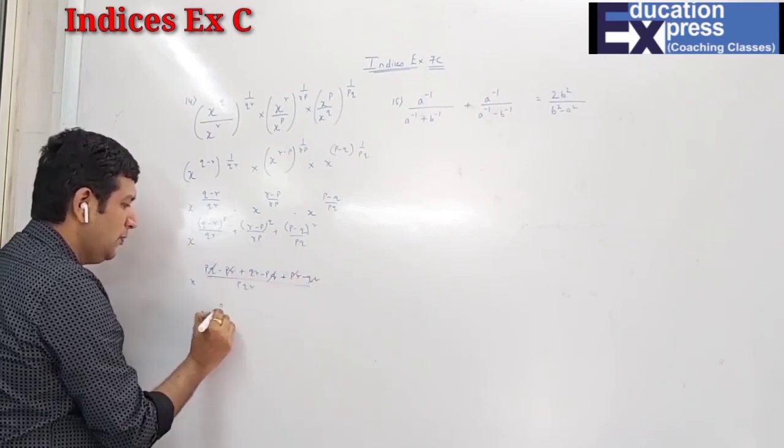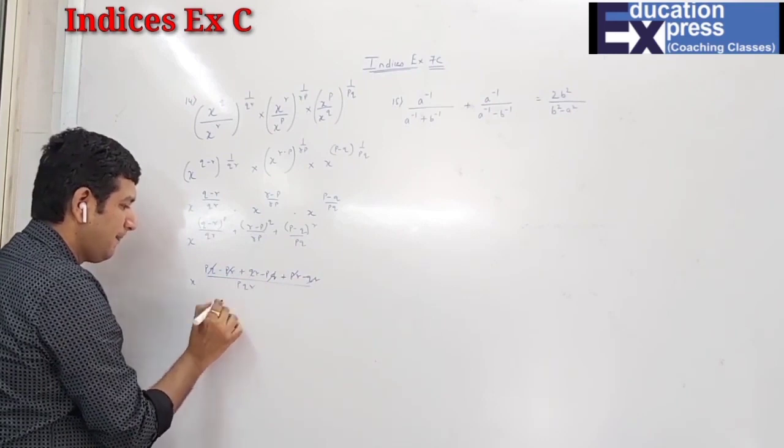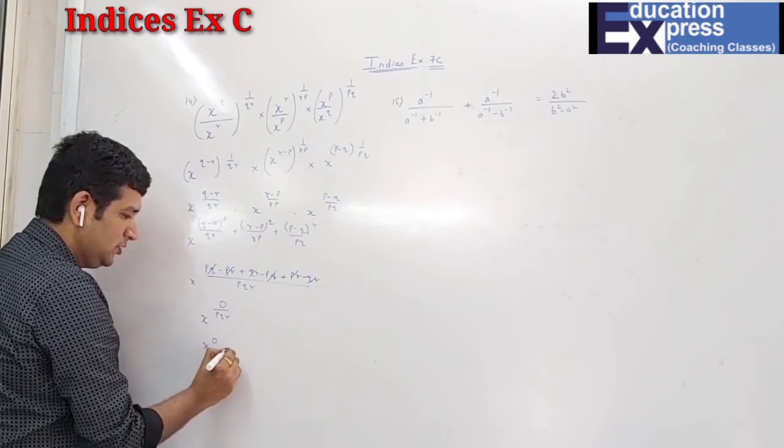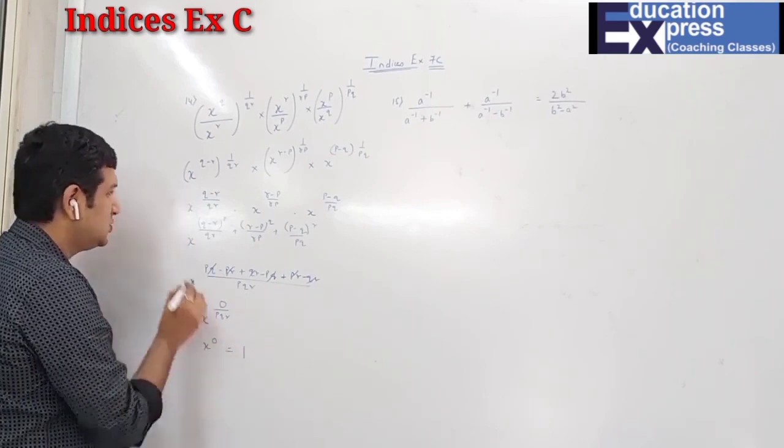So 0 upon anything is 0, and therefore x^0 equals 1. Done.